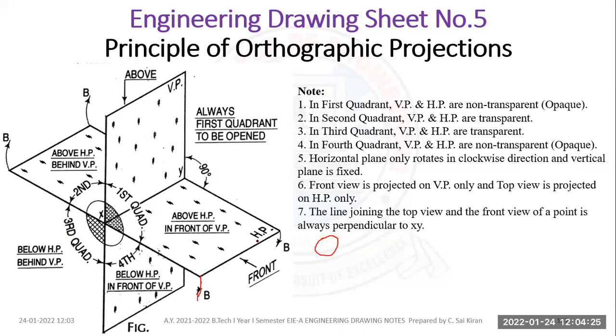And this horizontal plane rotates clockwise in order to see the object. And the line joining the horizontal plane and vertical plane is called the XY line.